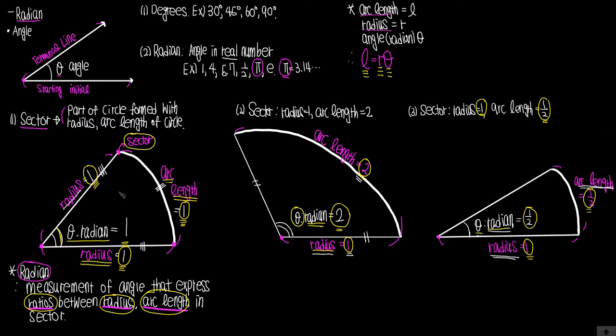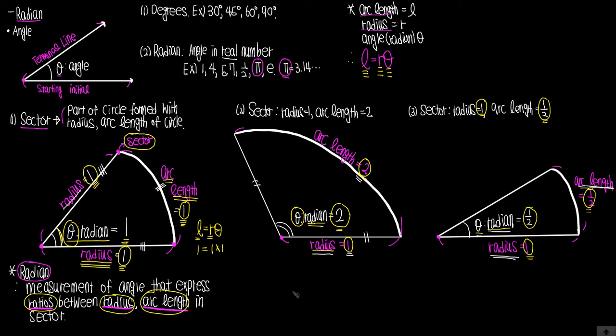Now if we go back to our examples, we can actually input our formula. We got L is equal to R theta. What was L in this case? The L, which is the arc length, was 1. And that should be equal to R, which is the radius of our sector, which was equal to 1, times theta, and we defined theta, which is an angle measurement, as positive 1. And 1 thus equals 1 times 1.